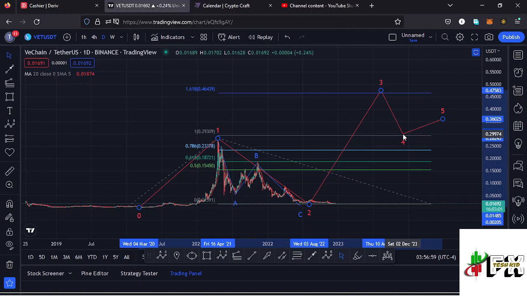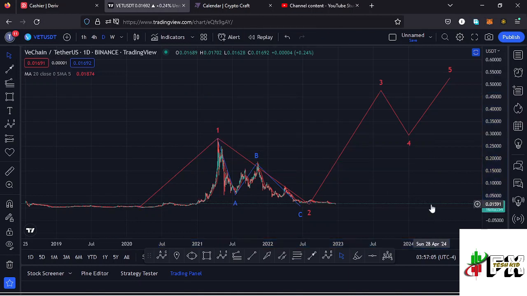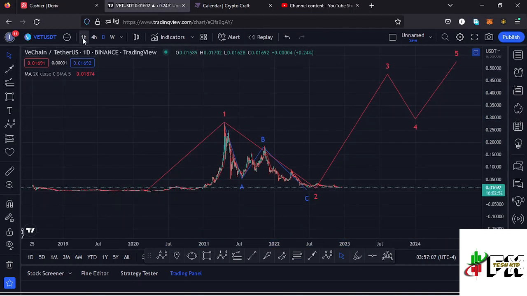and that is the minimum that I would expect that wave 3 to the upside to do before we see a wave 4, and then continue pushing higher in the formation of that wave 5 to the upside. And that is my long-term scenario that I'm expecting to play out here on the Vechain chart.